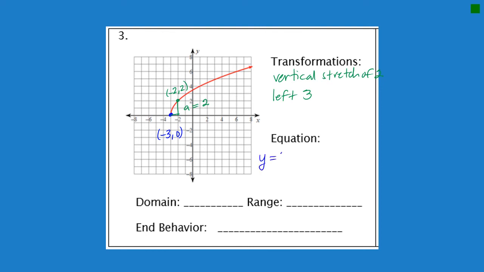I'm going to write my a value first, which is 2. And then under the radical, I have x plus 3 because it's going left 3. And then I don't have a k value because it's 0.